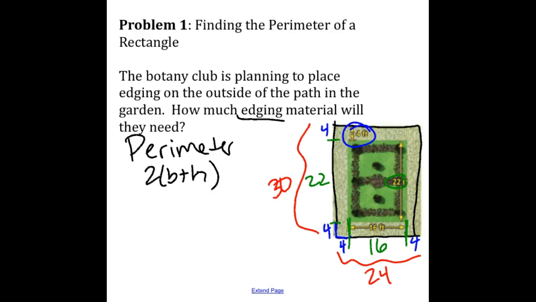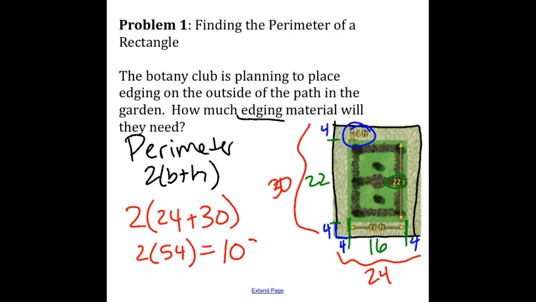Now we're just ready to plug everything in. 2 times the base is 24, plus the height is 30. We can solve for our perimeter to find the edging material now. 24 plus 30 gives us 54. 2 times 54 gives us 108.